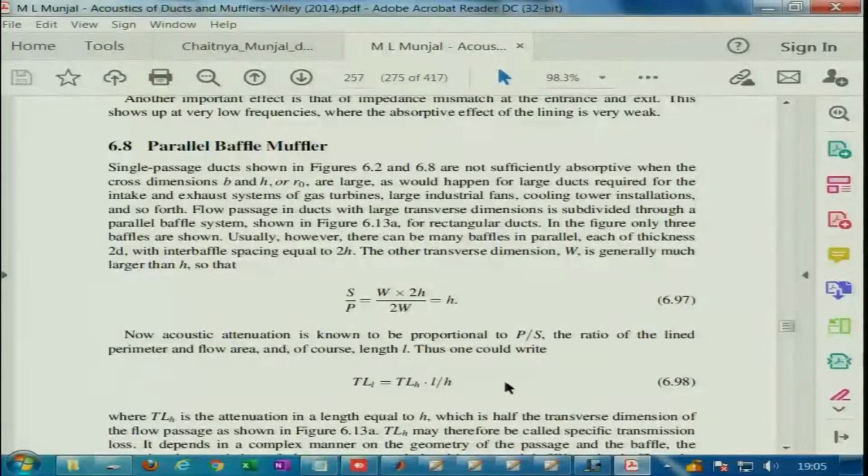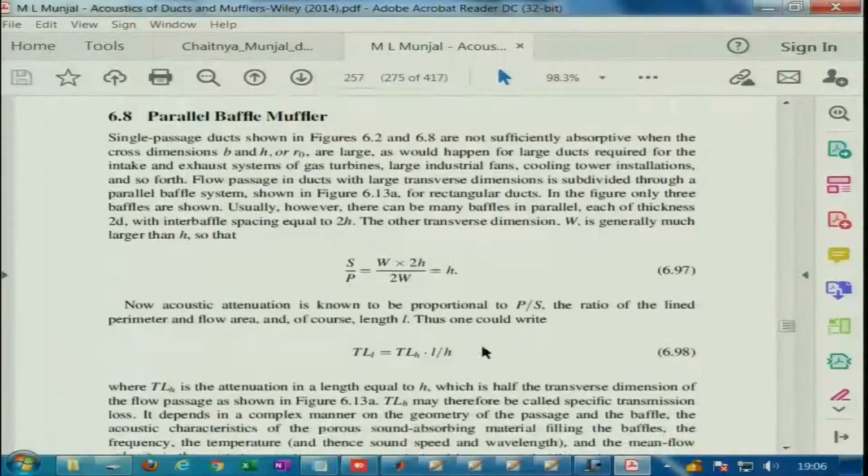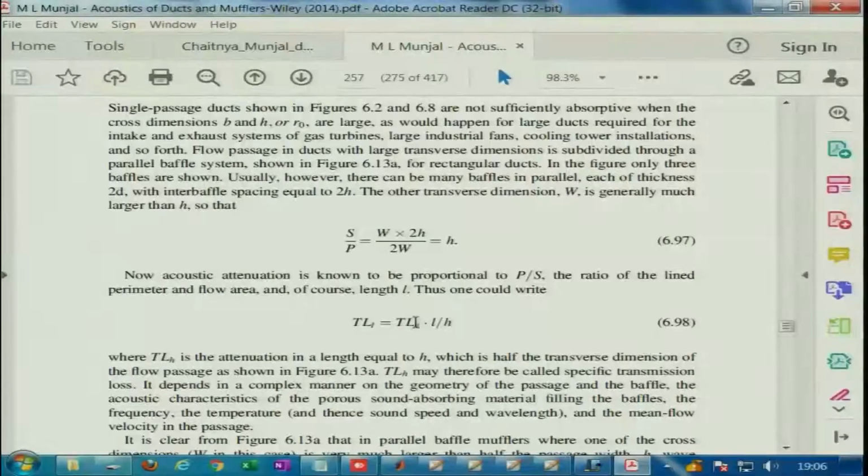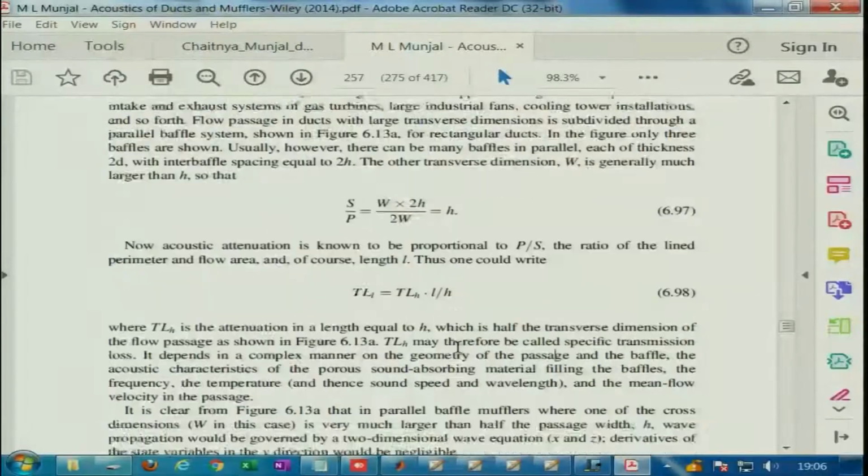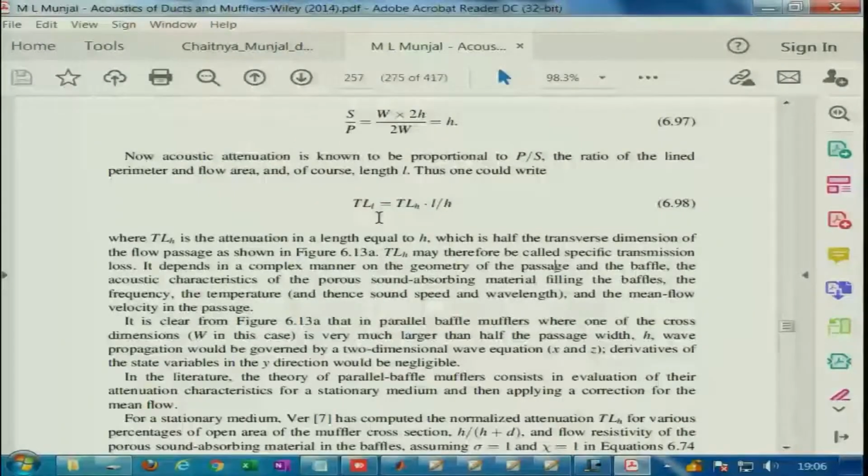Once we know the attenuation produced per unit thickness of the baffle, we can multiply it by the overall length and find out the total attenuation produced over a length L, once we know the specific attenuation for a thickness equal to h, where h is half the transverse dimension of the flow passage, as I was mentioning. So, once we know TLH, we can find out TL for any length.